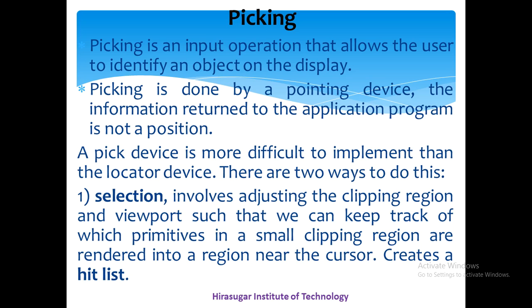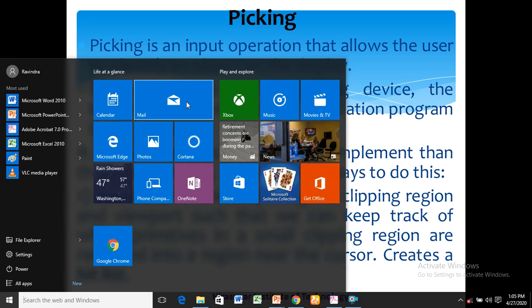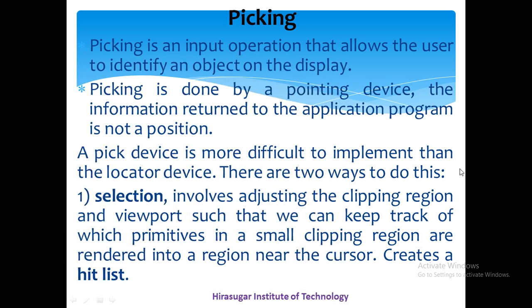Picking is done by a pointing device. As I told, I am doing picking by using a mouse, which is a pointing device. The information returned to the application: once I pick any icon from my desktop, what information is returned to my program? The information returned to the application program is not a position. It will not return a position like 1, 2, 3, 4. Then what will it return?